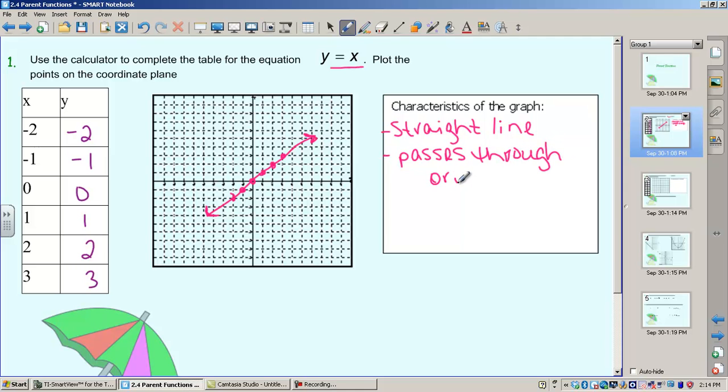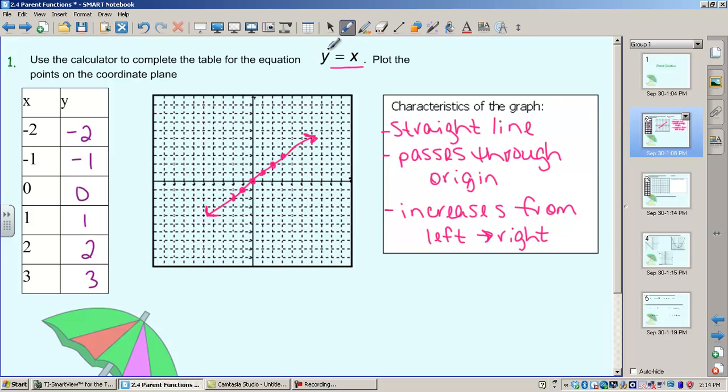So it passes through the origin. And the other thing that I really want you to notice is that it increases from left to right. You can have a graph that has these two characteristics but decreases. This one has to increase. So it increases from left to right. That's how we read graphs.